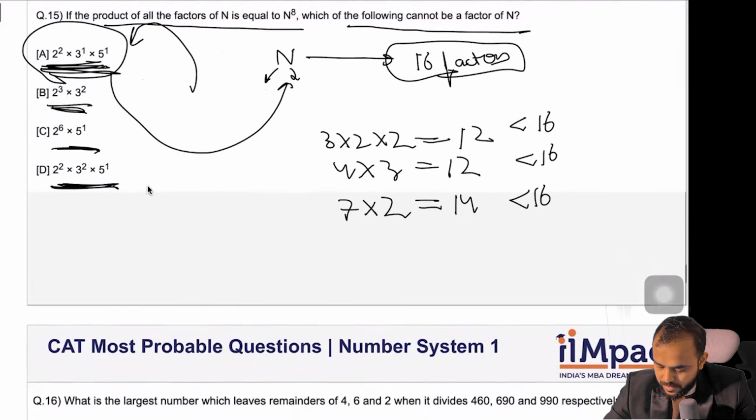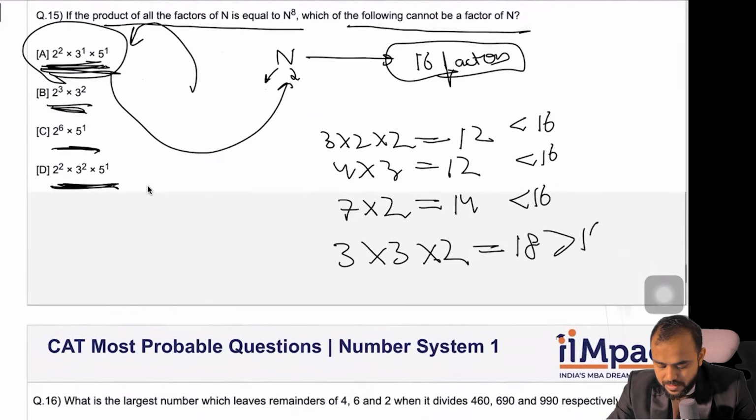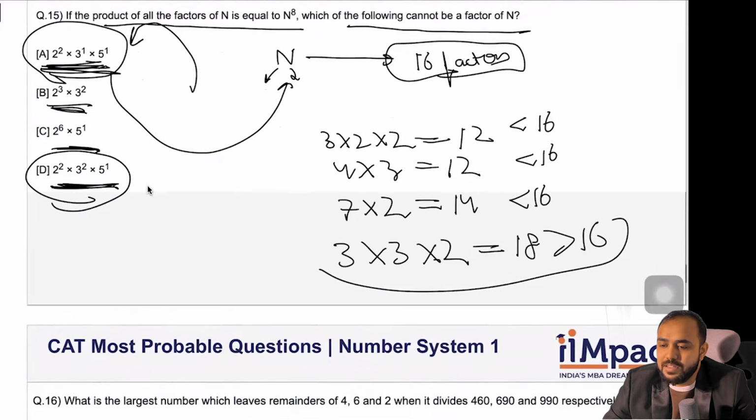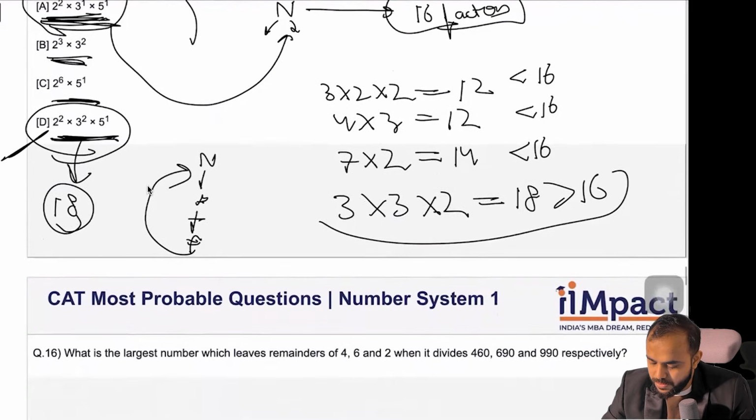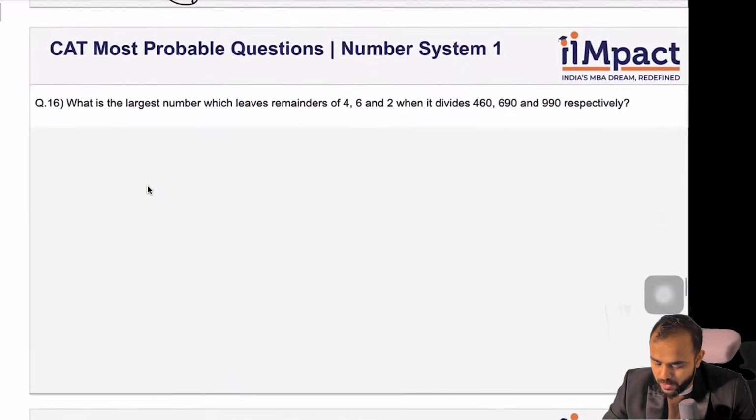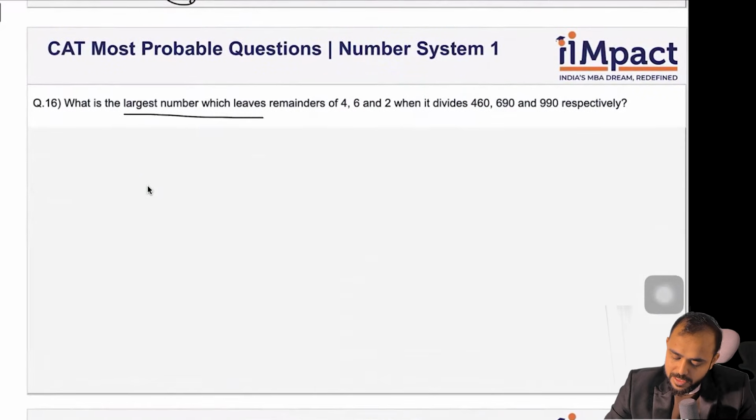And what is this? 3 into 3 into 2, which is 18, which is greater than 16. So you cannot have this as a factor of n because this itself has 18 factors. So how will n have only 16 factors? The factor of a factor is also a factor. So the answer will be option number D. This cannot be true.